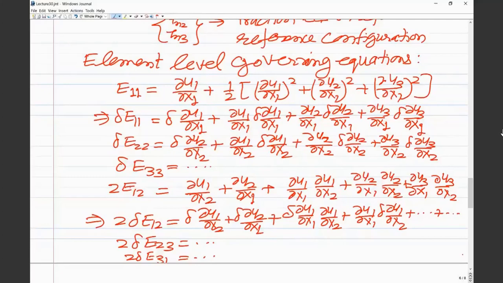Sir, in paper, can we write this in the indicial form? You can write, let us say, E_ij equal to half of u_alpha comma i plus u_alpha. Yes, you can write in the indicial form: half of u_i comma j plus u_j comma i plus half of u_alpha comma i, u_alpha comma j, like that you can write, and then take the variation. Yeah, you can do that. Okay, sir.